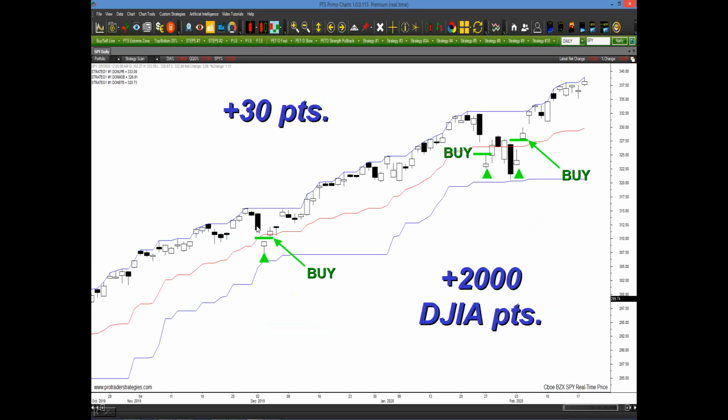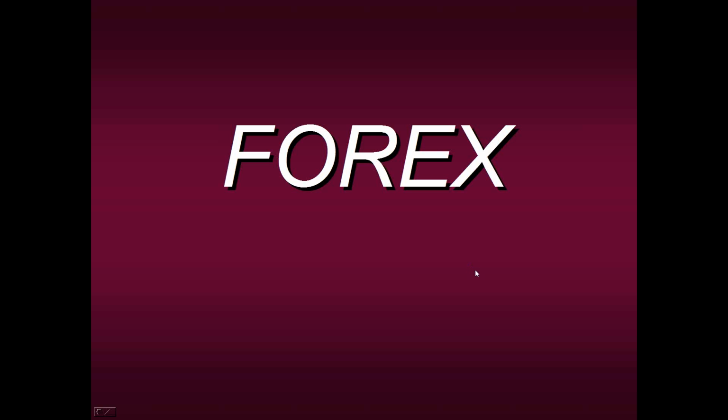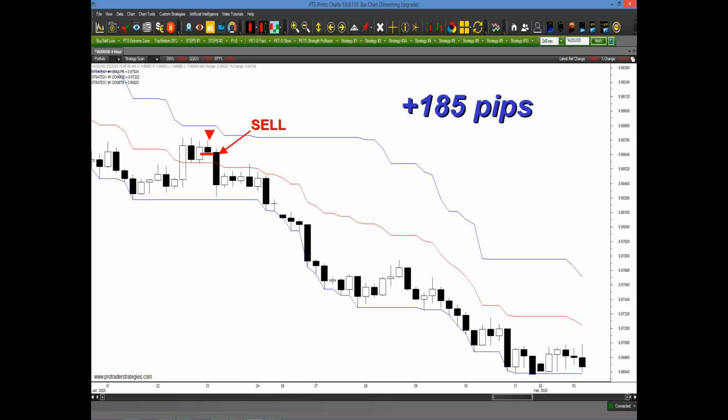Now that roughly this first signal here in 2019 generated 2,000 points to the upside in the Dow. All right, let's look at forex, because we know we have a lot of currency pairs. We have a lot of students and members that are in Europe that like to trade currency pairs, or around the world. Well, nothing changes.